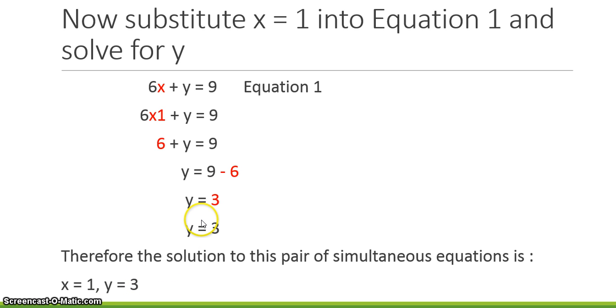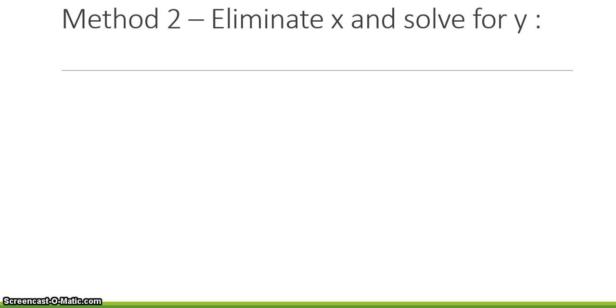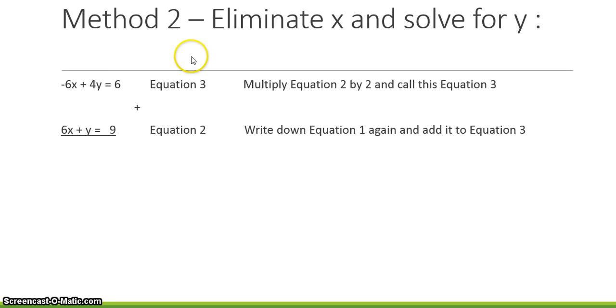This is still the elimination method, except initially I had to multiply equation 1 by 2 first before I could eliminate. Now with this pair of equations, I could also do the same thing and eliminate x and solve for y. Let's look and see how that works. What I've done here is multiply equation 2 by 2 and call this equation 3. Equation 2 was originally negative 3x plus 2y is equal to 3. When I multiply it by 2, I get negative 6x plus 4y is equal to 6.